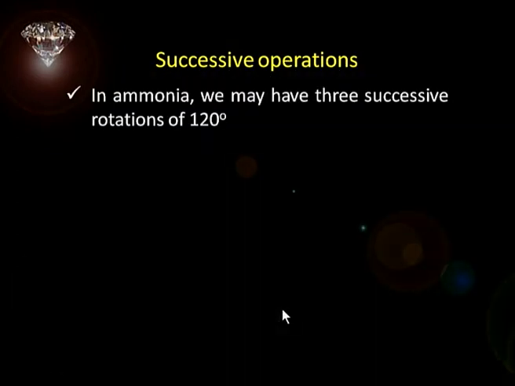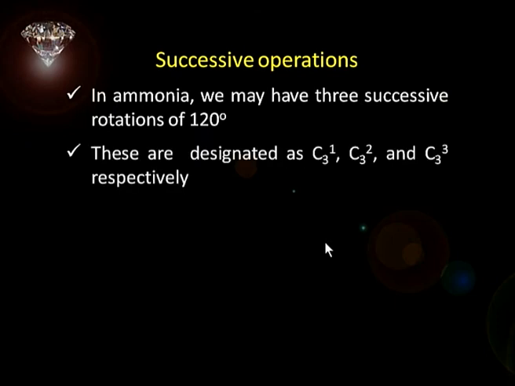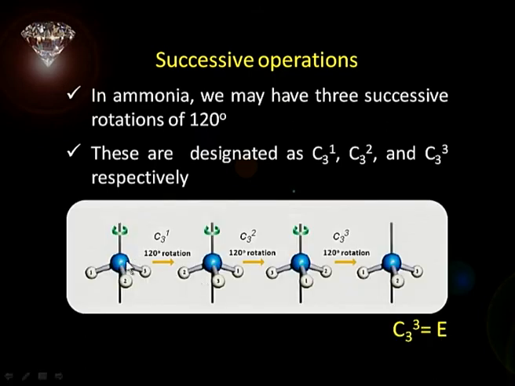Now, we can take the example of ammonia, wherein we may perform 3 successive rotations of 120 degrees, that is, a C3 rotation. These are designated as C3^1, C3^2 and C3^3 respectively. Let us see what I mean by this. You have an ammonia molecule here. This is nitrogen, and these are hydrogen atoms number 1, 2, 3. Now, if I do a clockwise rotation by 120 degrees, you get 2 here, 1 comes here, 3 comes here.